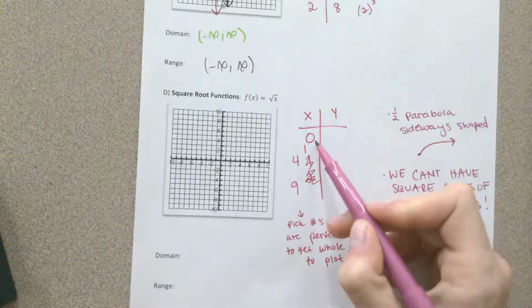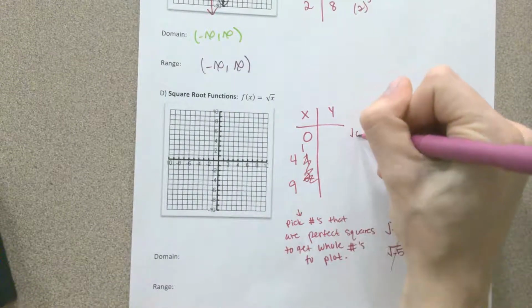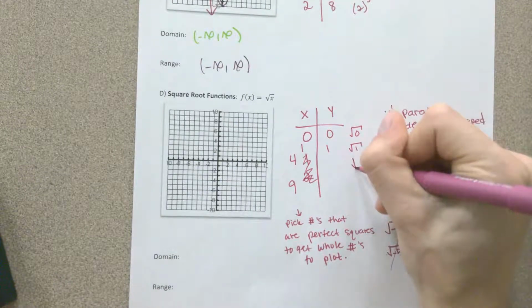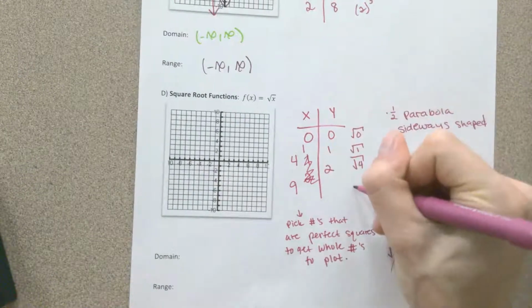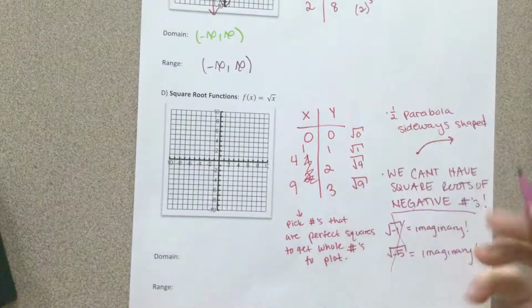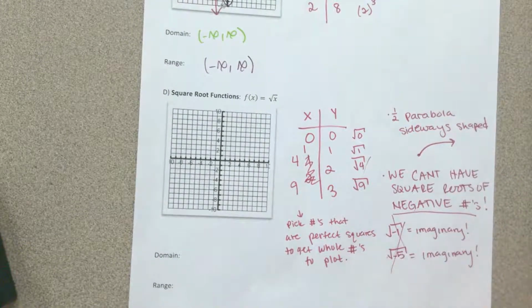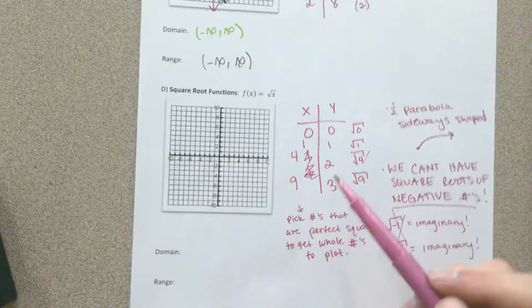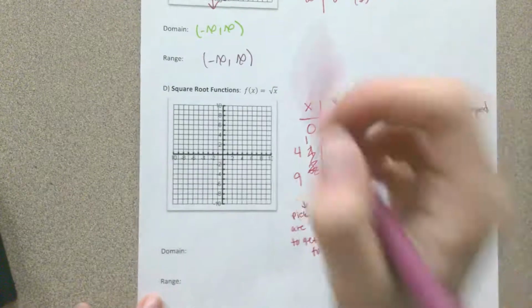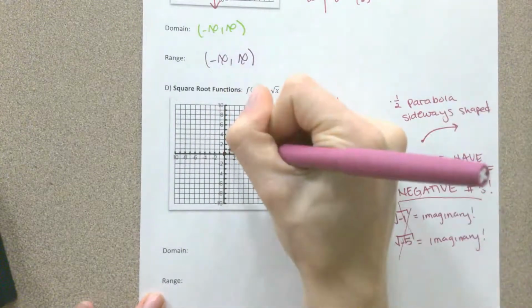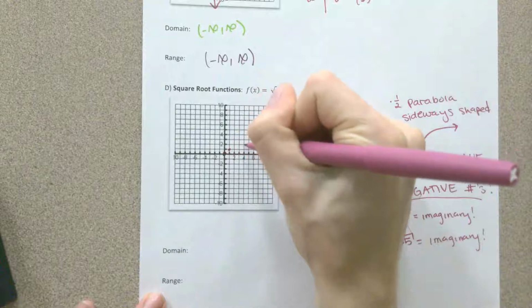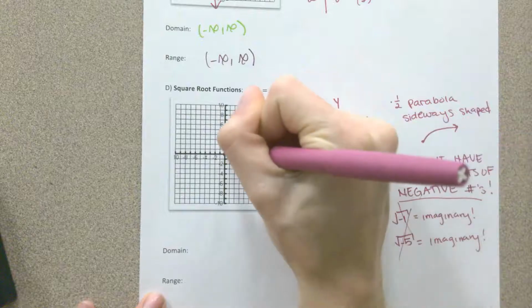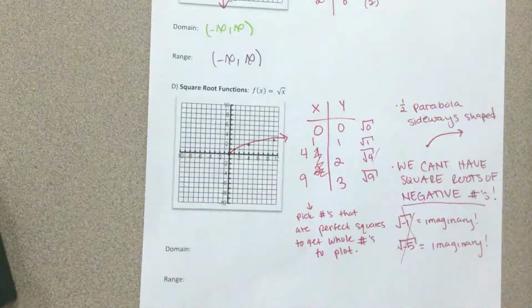Okay, so taking the square root of 0 is 0. Taking the square root of 1 is 1. Taking the square root of 4, we get 2, and taking the square root of 9, we get 3. So once again, just picking numbers that we can plug into here that are going to get us whole numbers out is just going to be easier. So we have 0, 0, we have 1, 1, we have 4, 2, and we have 9, 3. That's what our graph looks like.